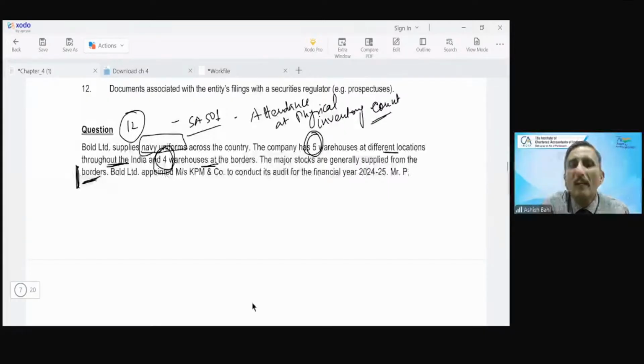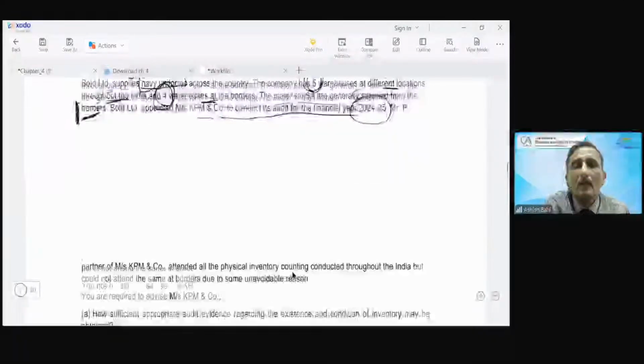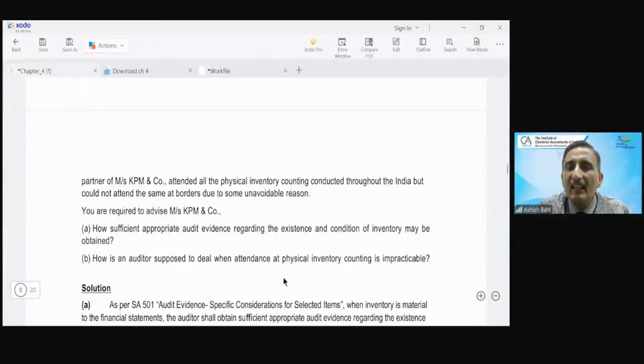Gold Limited appointed an audit firm to conduct its audit for the year. Mr. P, partner, attended all physical inventory counting conducted at the mainland, but could not attend the same at the borders due to unavoidable reasons, because it may not be practical to go to the border locations. You are required to advise how sufficient appropriate audit evidence regarding existence and condition of inventory can be obtained. How is an auditor supposed to deal when attendance at physical inventory counting is impracticable?